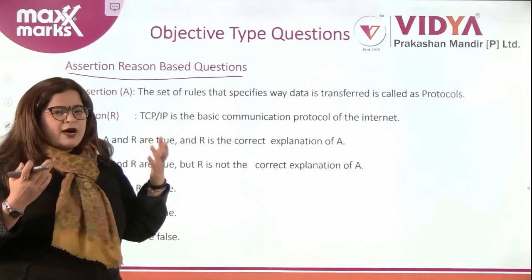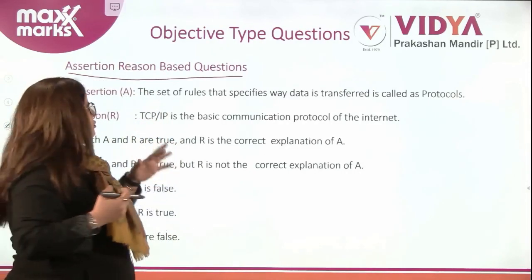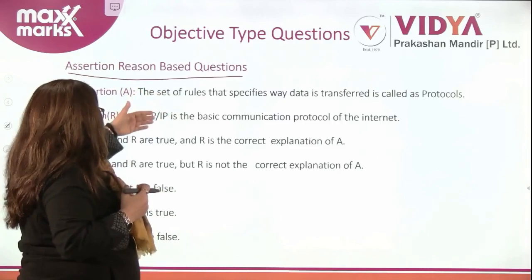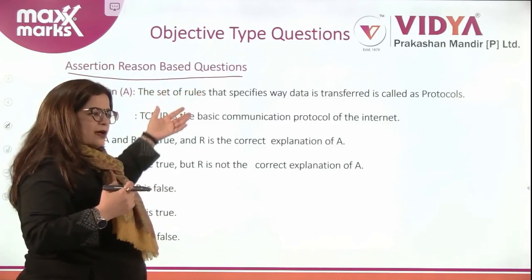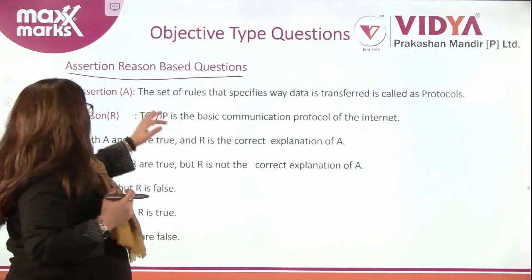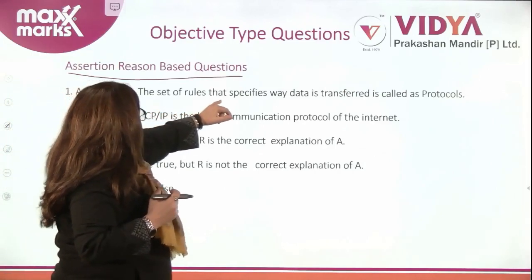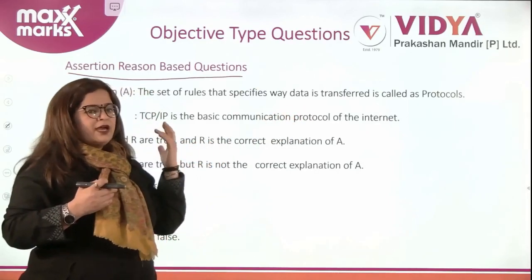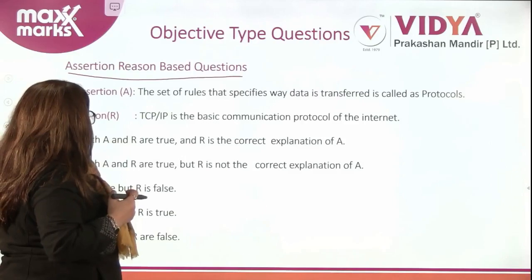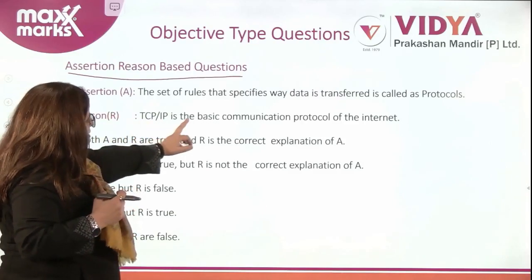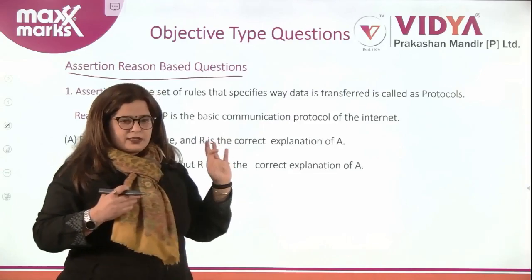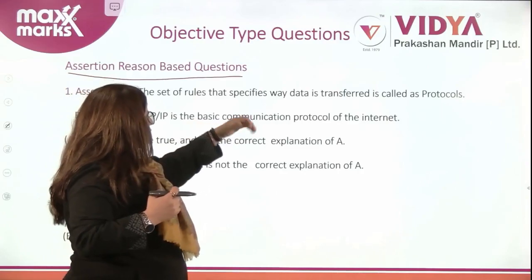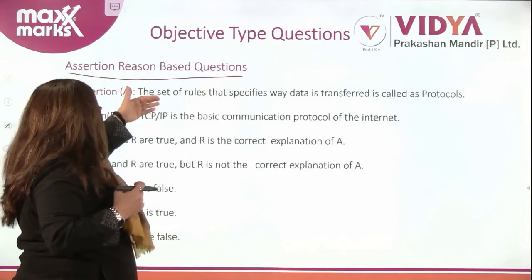So when you are doing assertion reasoning based questions, you first need to read the assertion statement, and then you have to tell whether it's somehow related to the reason which is given there. Like in the first question it's written, the set of rules that specifies the way data is transferred is called protocols. We have learned the definition of protocol already, right? Now TCP IP is the basic communication protocol of the internet, right? When we are talking about the protocol and now the TCP IP communication, is it somehow related to this?